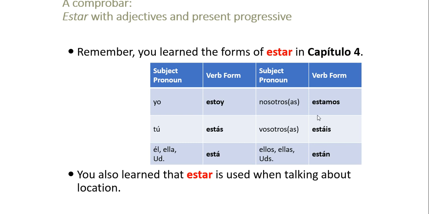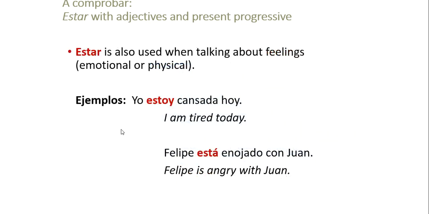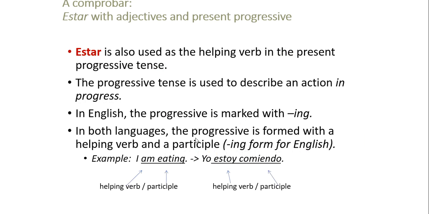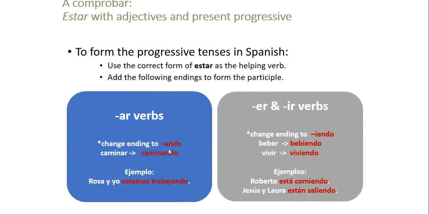Okay, let's look at estar with the present progressive. We use the present progressive when we're talking about something that's in progress. Por ejemplo, en este momento estoy hablando. I'm speaking. And we're going to form that.